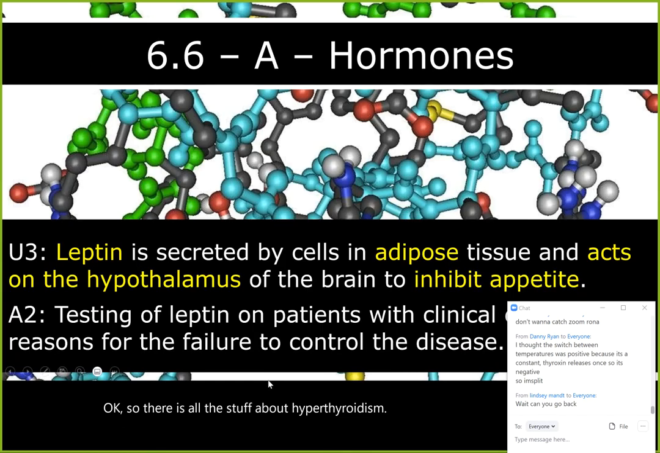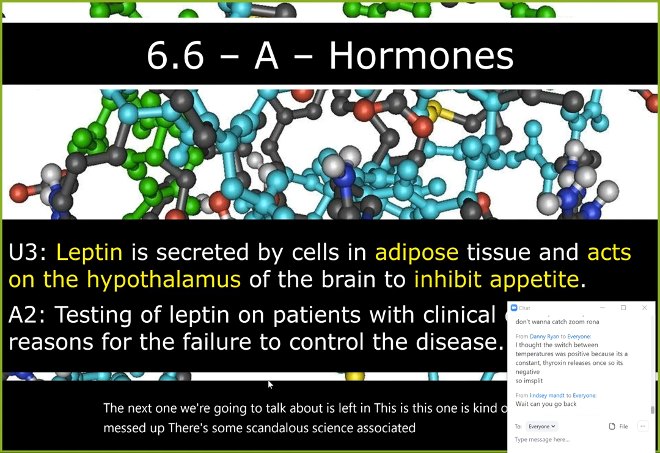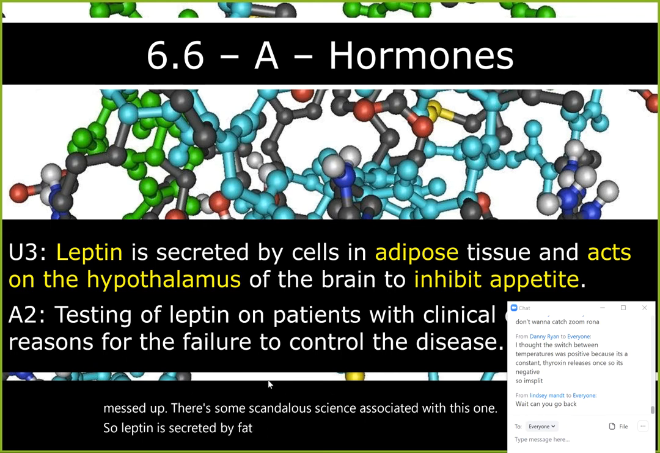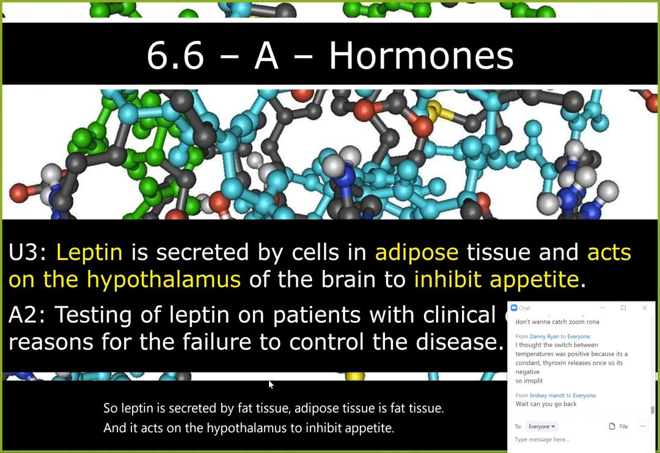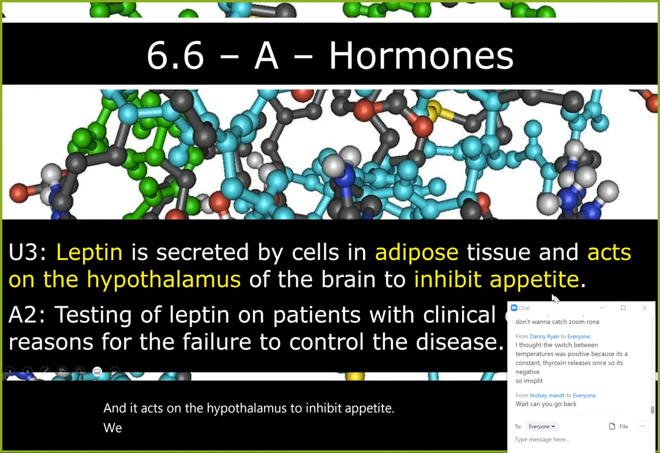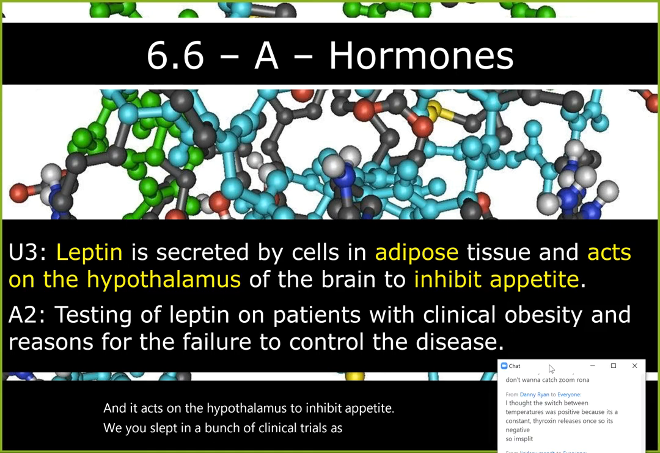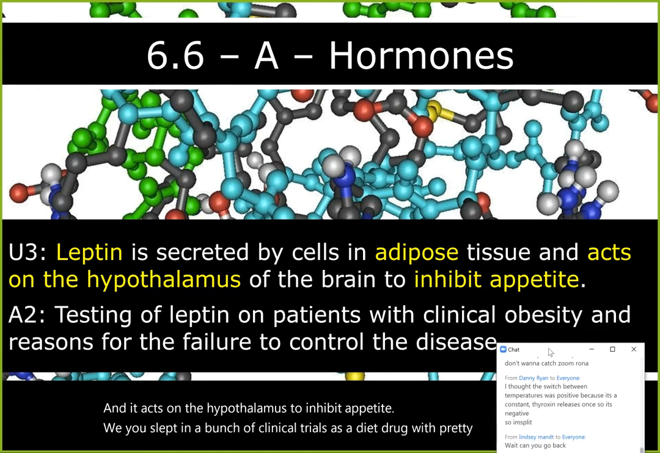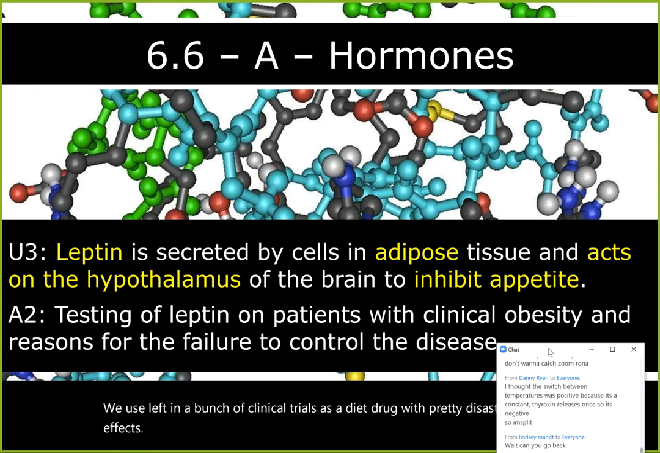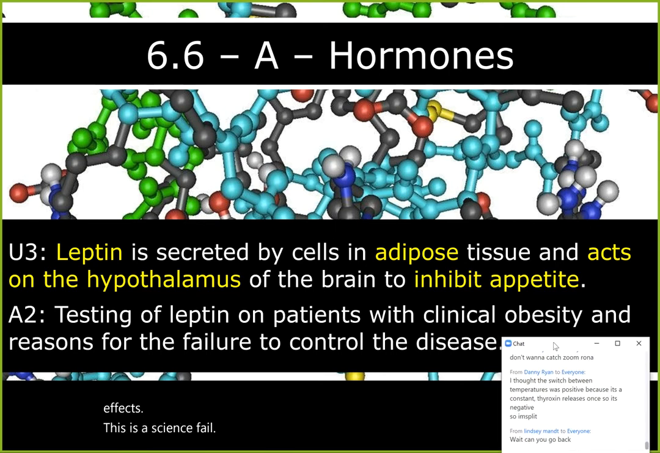Okay, the next one we're going to talk about is leptin. Ooh, this one's kind of messed up. There's some scandalous science associated with this one. So leptin is secreted by fat tissue. Adipose tissue is fat tissue. And it acts on the hypothalamus to inhibit appetite. So we used leptin in a bunch of clinical trials as a diet drug with pretty disastrous effects. This was a science fail. And you can see why they would think this is good, right?